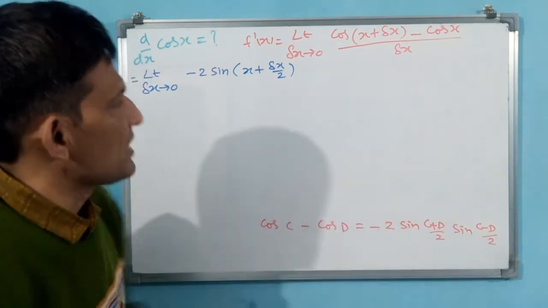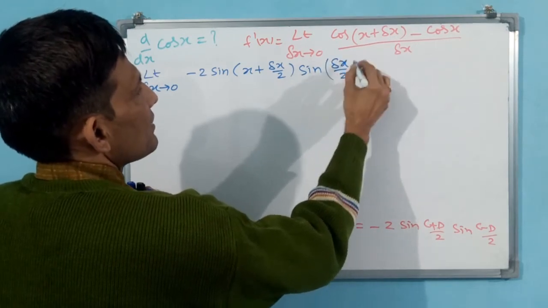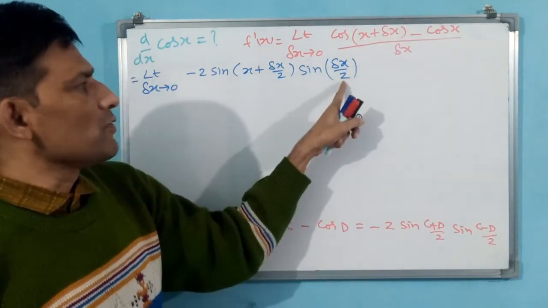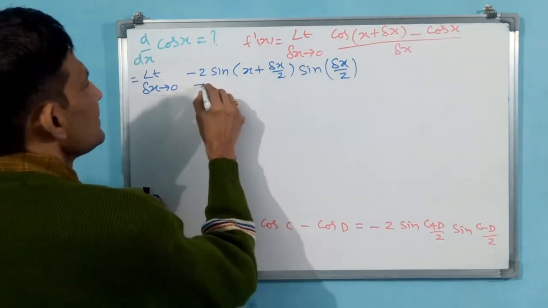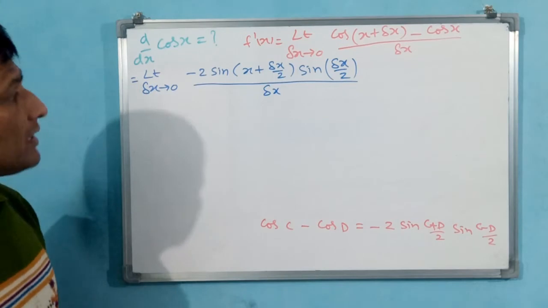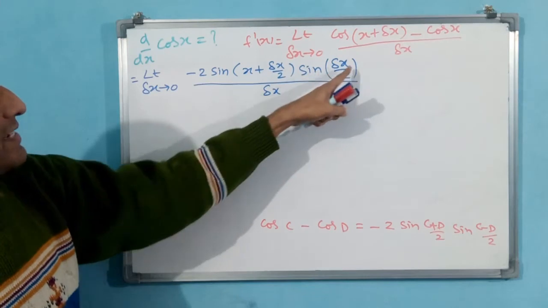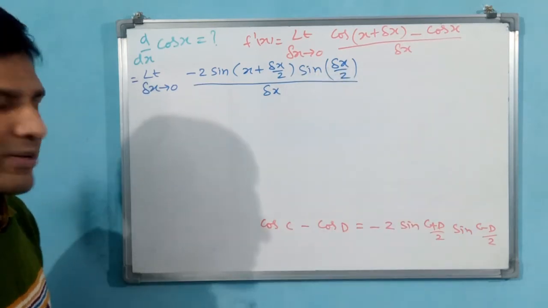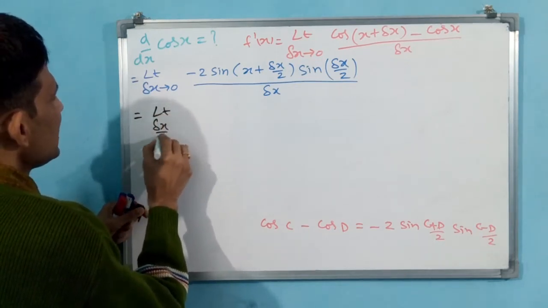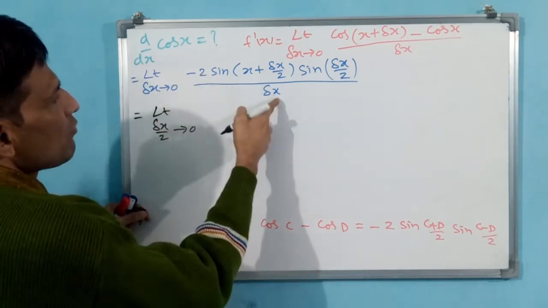Next, sin of C minus D by 2 is sin of delta x by 2. Why? Because x minus x is going to get cancelled, delta x by 2 will come, divided by delta x. Here these two I am going to send here, and sin delta x by 2, delta x by 2 I am going to separate like earlier. You see what is going to happen. That is equal to limit delta x by 2 tends to 0. Delta x by 2 has changed.